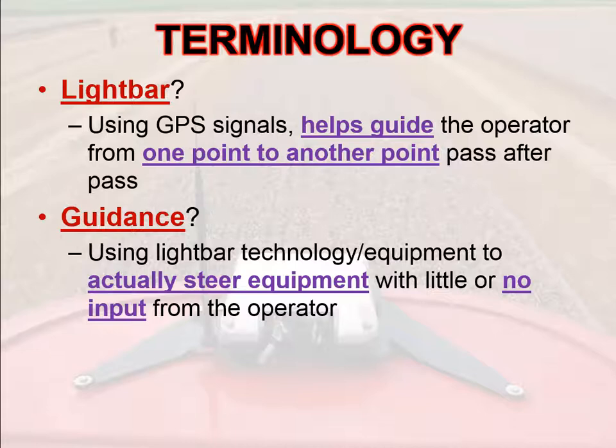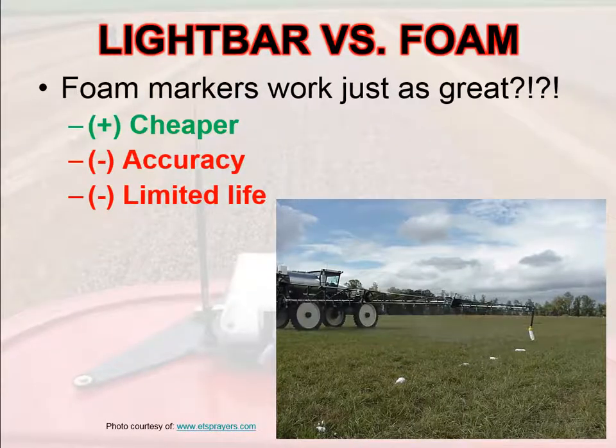Now, when light bar systems and guidance systems first started coming out, a lot of people said, well, there's this thing called the foam marker, or, I have my planter marker. So foam markers work just as great, right? Well, the one advantage of a foam marker system is that it's going to be a lot cheaper to purchase versus a light bar or a guidance system. That's the only advantage they have. After that, where they really fall off is in terms of accuracy.